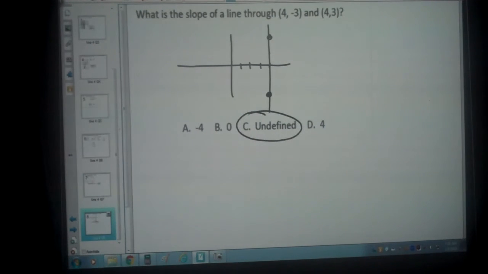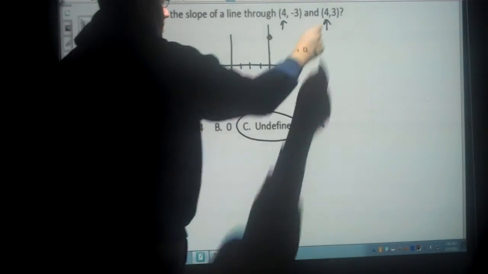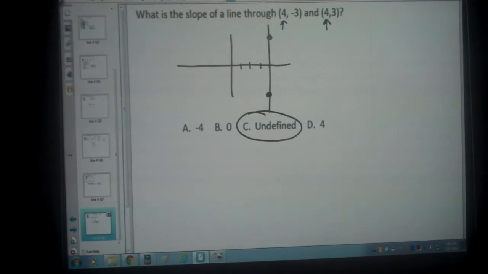is undefined. So the stat method works for most questions. If it doesn't work, it's either 0 or undefined, and then you've actually got to check. The ones where it won't work is when either the first coordinates, which is what happens here, are the same, or if the second coordinates are the same. And that concludes the benchmark review for Unit 4.